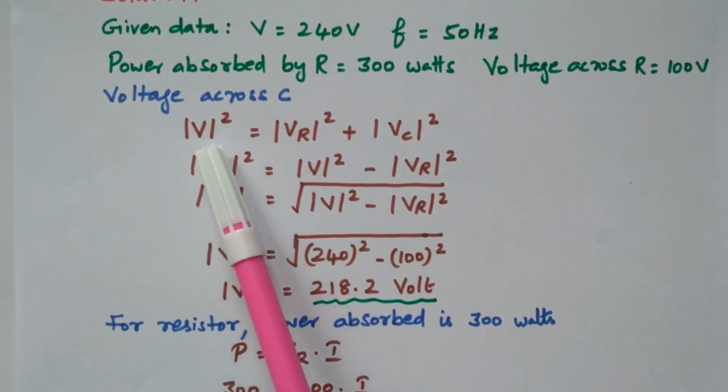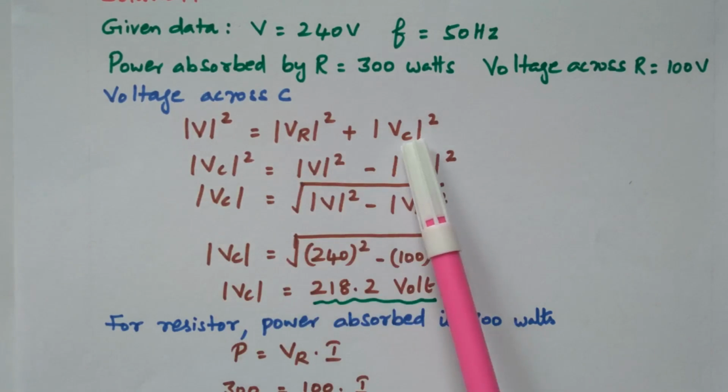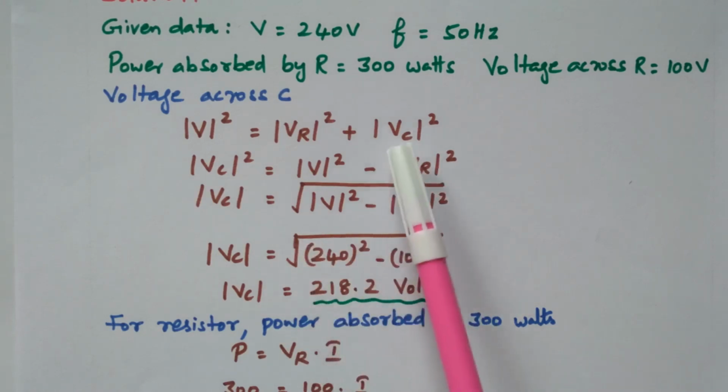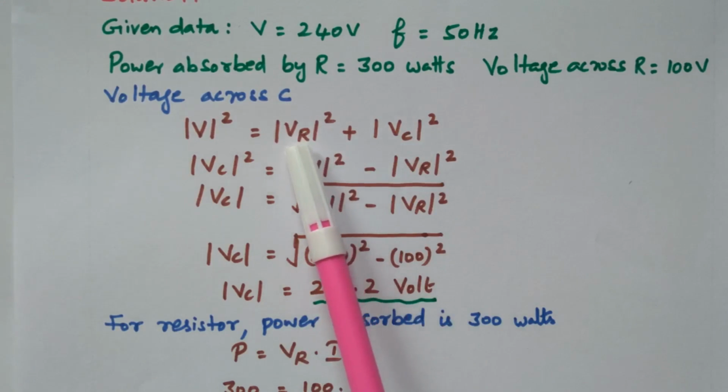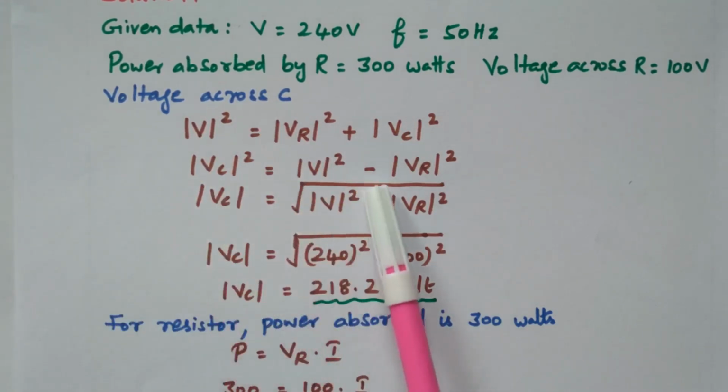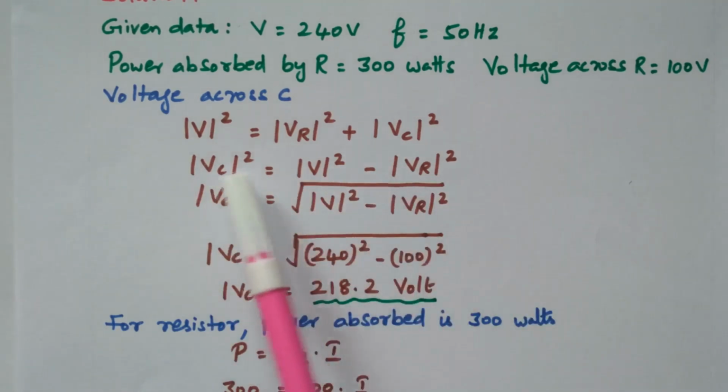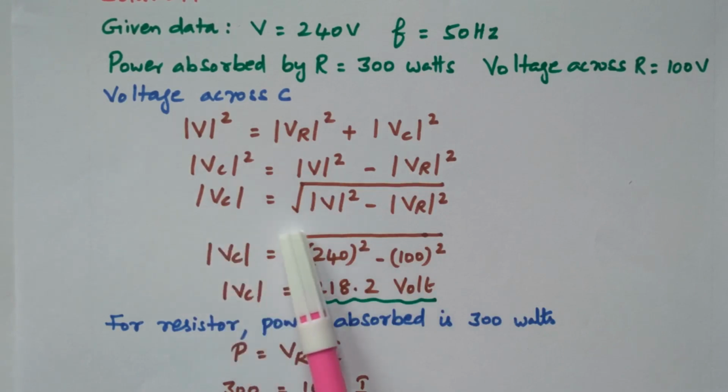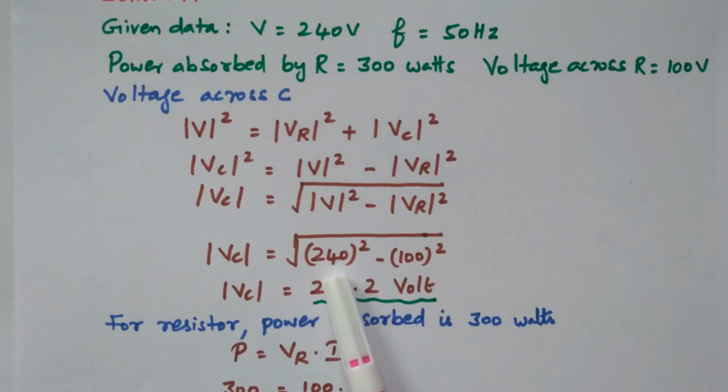First we will find the voltage. Based on the series circuit, the total voltage equals the vector sum of the voltage across the resistor plus the voltage across the capacitor. So V square equals VR square plus VC square. Now we need VC square, so bring VR square to that side: VC square equals V square minus VR square. Taking the square root on both sides, VC equals the square root of V square minus VR square. The total voltage is 240 and the voltage across the resistor is 100 volts. By simplifying this, we get 218.2 volts. Now we have calculated the voltage across the capacitor.